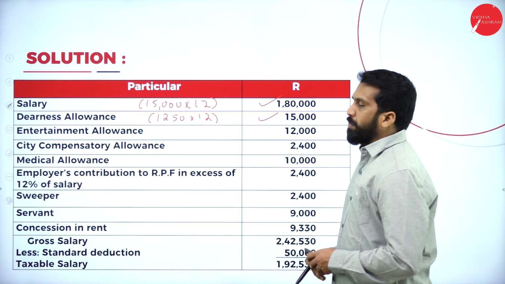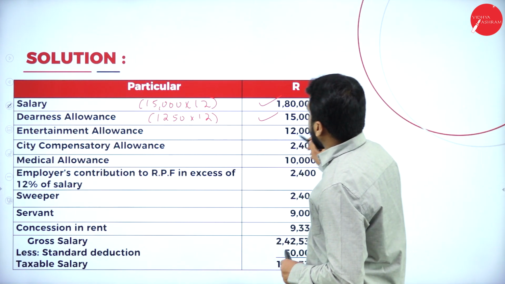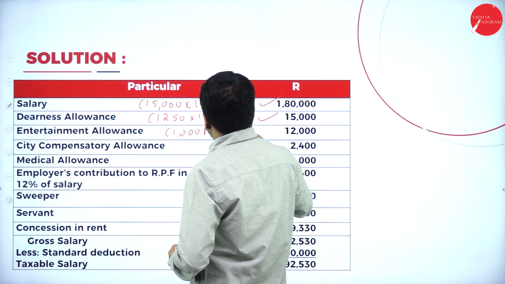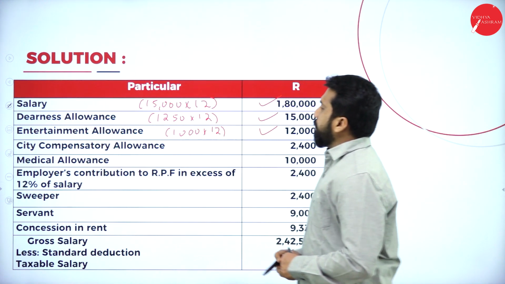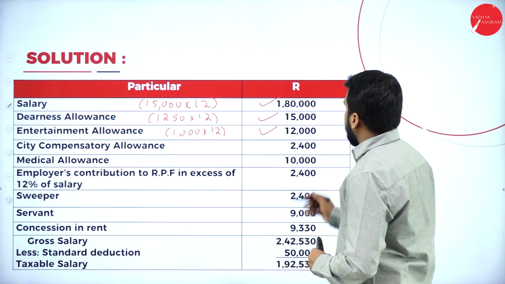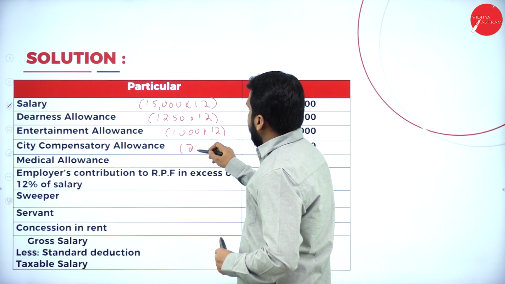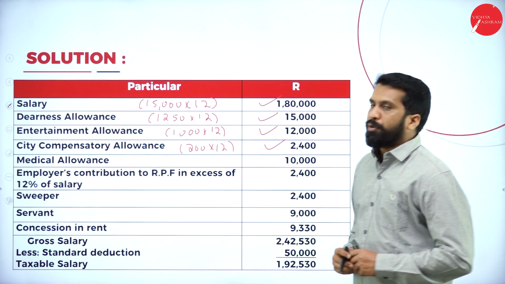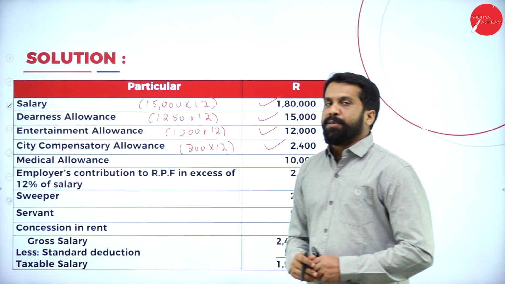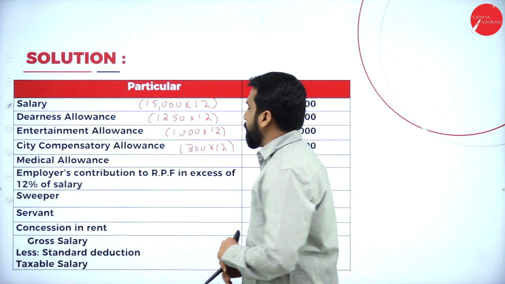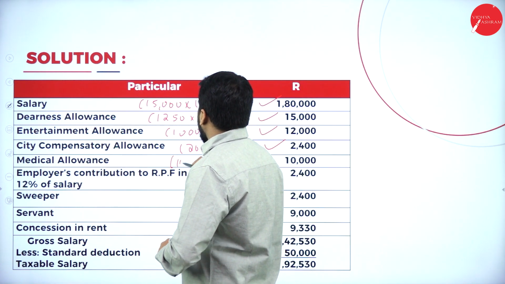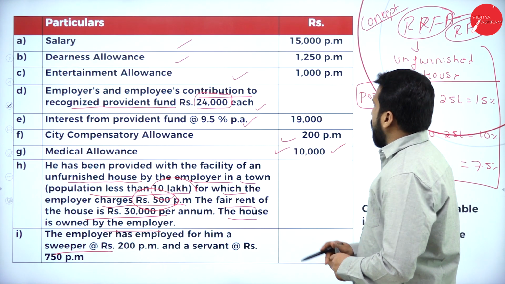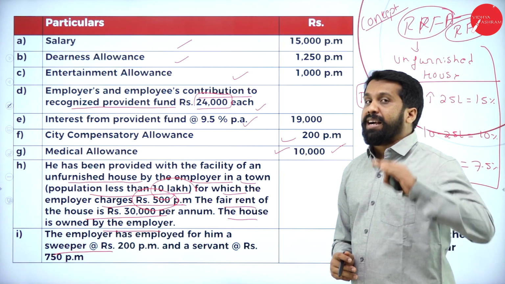This is done. Entertainment allowance, how much is it given? 1,000 per month. So, 1,000 multiplied with 12. It is also done. City compensation allowance, it is 200 per month. So, 200 multiplied with 12, it is 2,400. Over. Medical allowance, as I told you, there is no exemption or limit. So, it will be 10,000. How much is it given? I'll go back. They have not mentioned per month. So, the 10,000 is per annum.